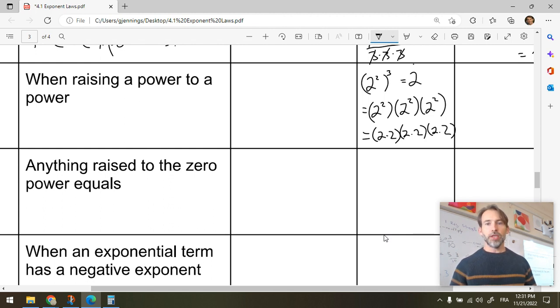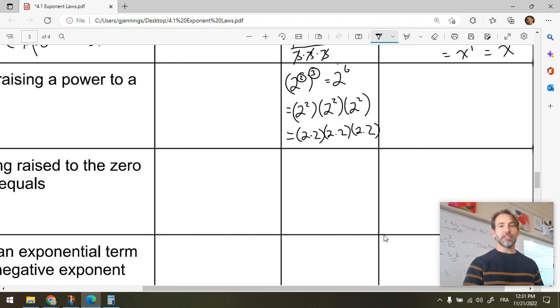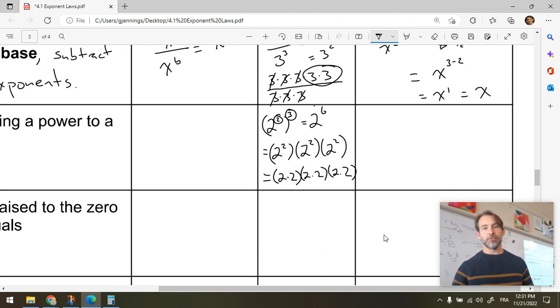equals, the rule here, what did I do to this 2 and this 3 to get to the number 2 to the 6? Yeah. You multiply the exponents when raising a power to a power. Okay? And you can use these types of examples to reteach yourself.